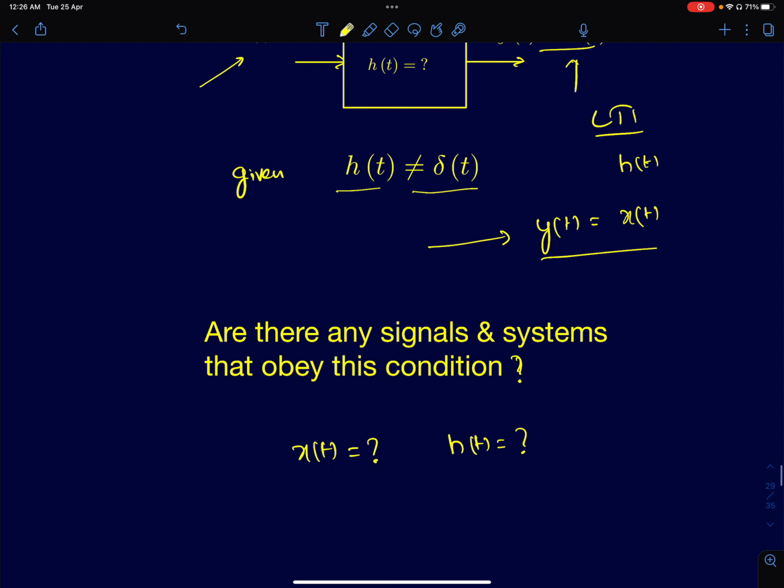So that's what I've written here. Are there any signals and systems? When I say systems, here it is h of t, the impulse response, and a signal pair which will obey this condition. That's what we need to figure out.